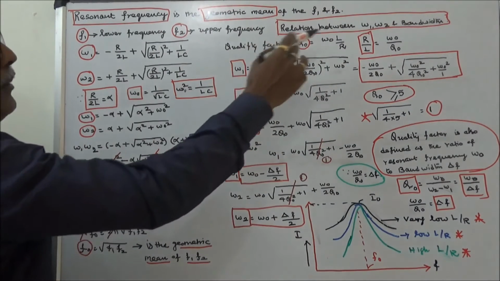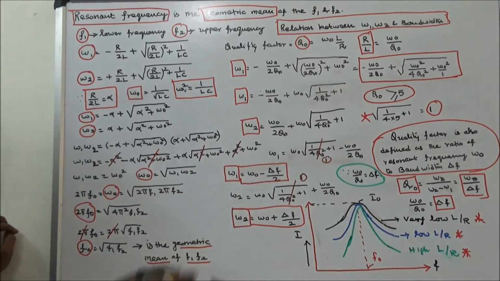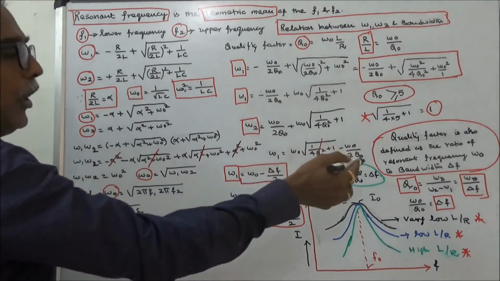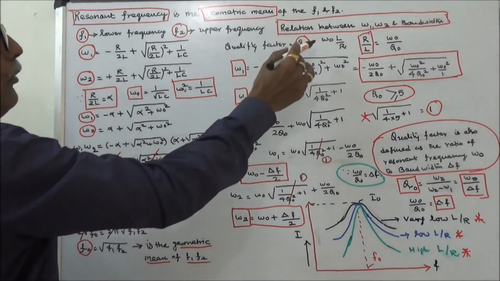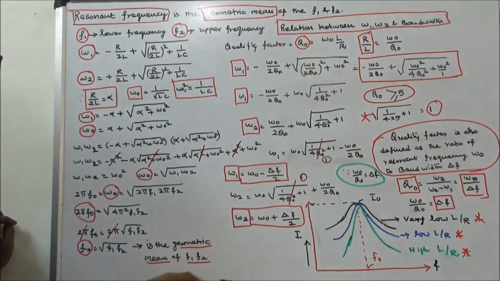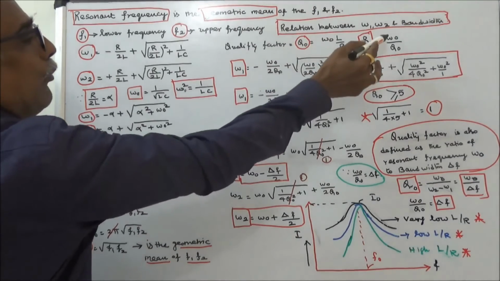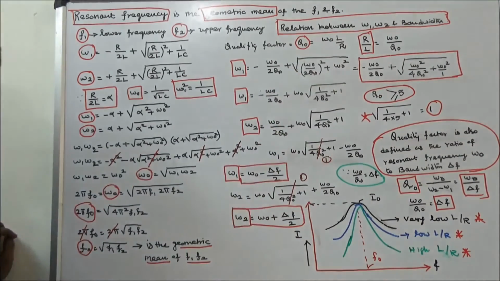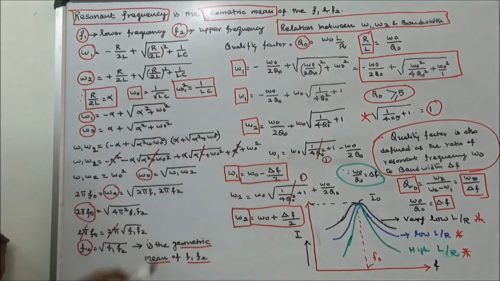The next is the relation between omega 1, omega 2 and bandwidth. Quality factor Q naught can also be defined as the ratio of resonant frequency omega naught to bandwidth delta f. Q naught is equal to omega naught into L by R. You know it. I rewrite the equation: R by L is equal to omega naught by Q naught. I substitute omega naught by Q naught in the two equations.